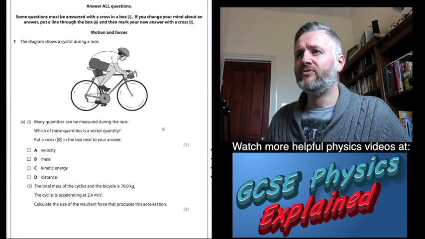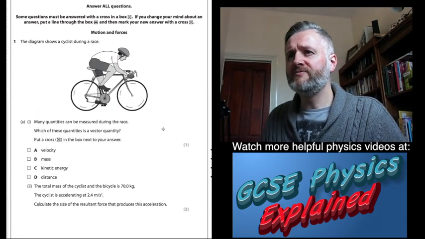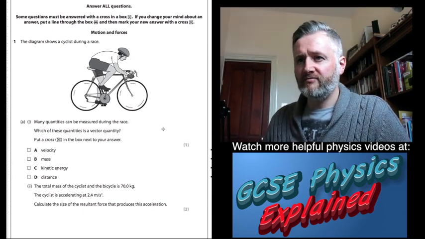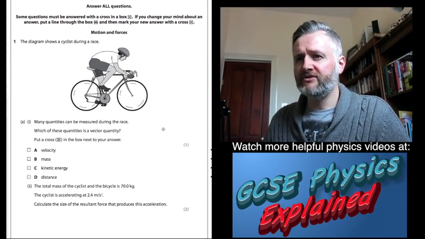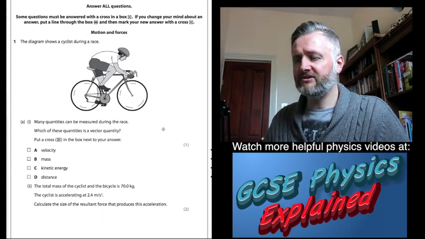Right, question 1, motion and forces. The diagram shows a cyclist during a race. Many quantities can be measured during the race. Which of these quantities is a vector quantity? Put a cross in the box next to your answer.